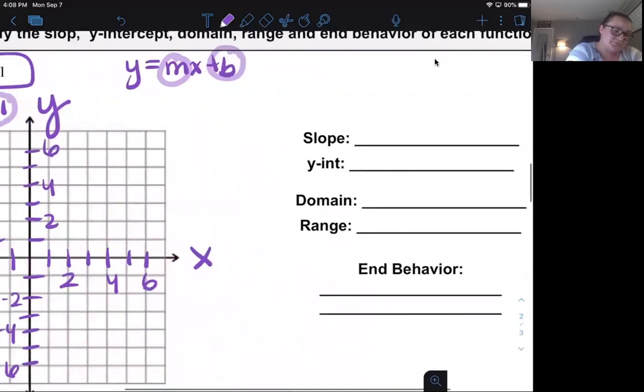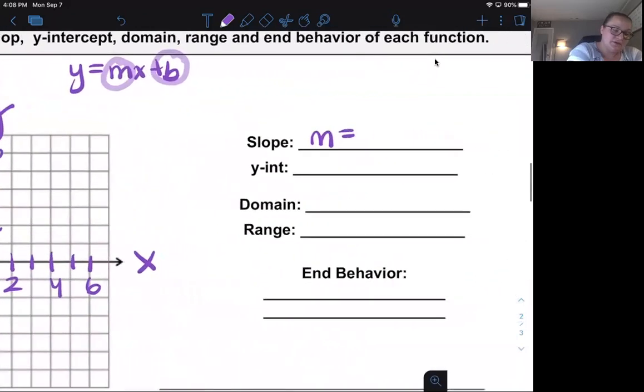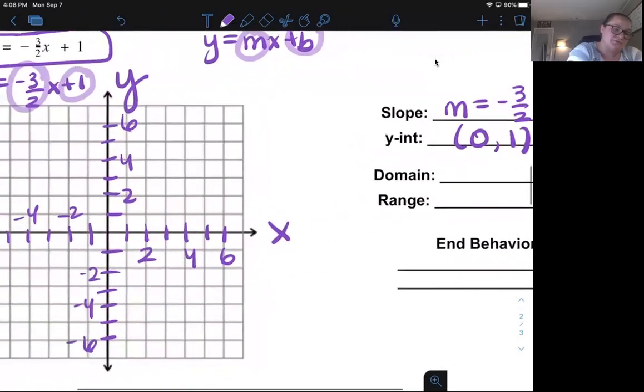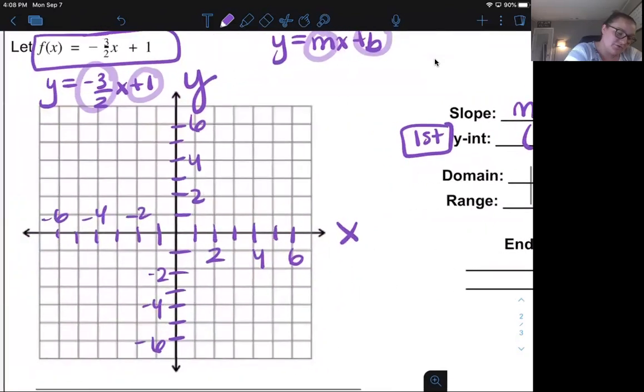So our slope is m equals -3/2, and our y-intercept is 0, 1. So the first thing you're going to do is graph your y-intercept. So your first step is to graph your y-intercept. So graph 0, 1.